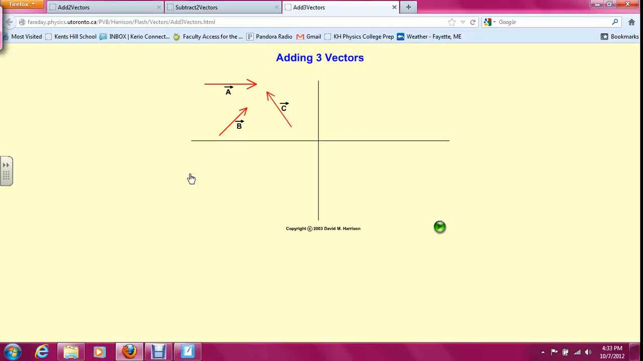If we add more than two vectors, we add tip to tail. So we have A, B, and C here. And we have A, we add tip to tail with B, and we get A plus B, and then we add tip to tail with C. And the resultant is this blue line, from the tail of where we started, the tail of A, to the tip of where we end, which is the tip of C.